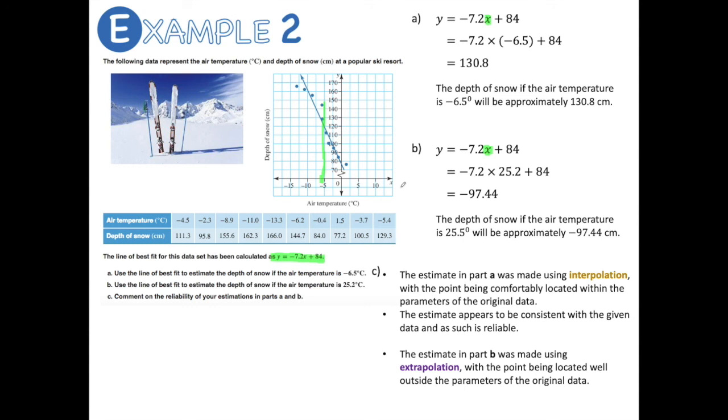We can tell that our prediction isn't going to be reliable because it estimated negative 97.44 centimeters of snow. We cannot have a negative depth of snow, so that means our estimate is clearly unreliable because we were using extrapolation to make our prediction. So there are a couple of examples of how we can find the linear equation for a line of best fit and then use that equation to make predictions.